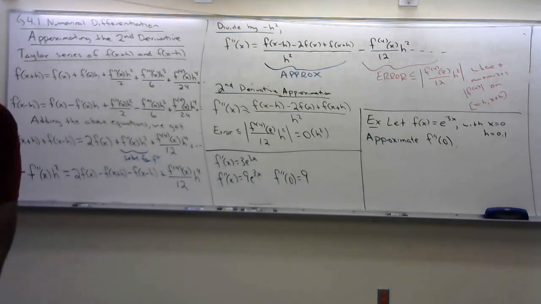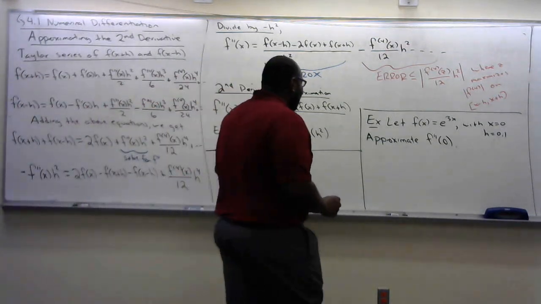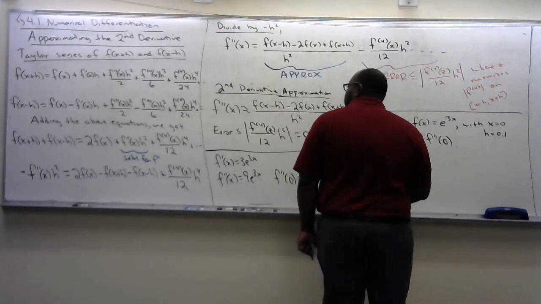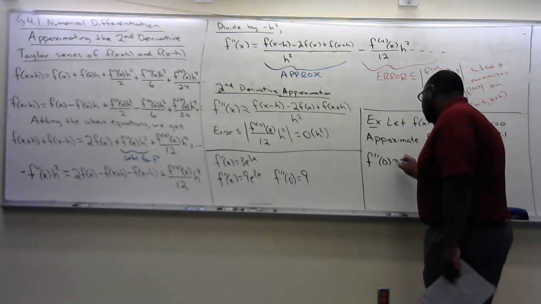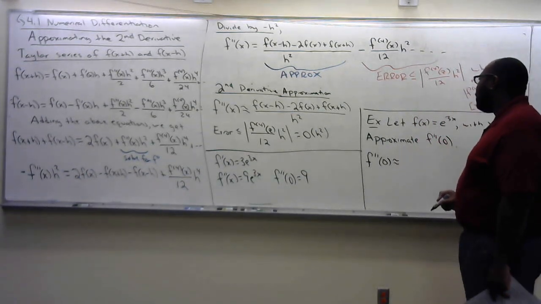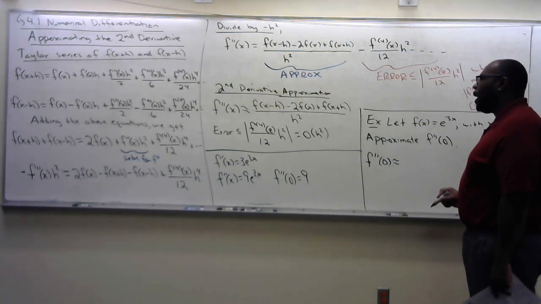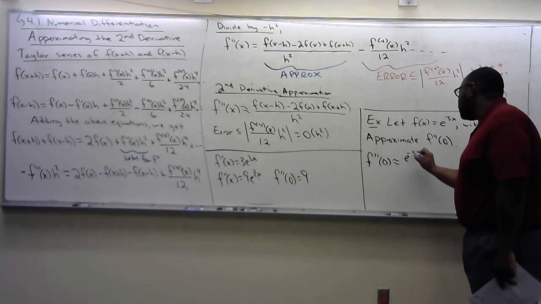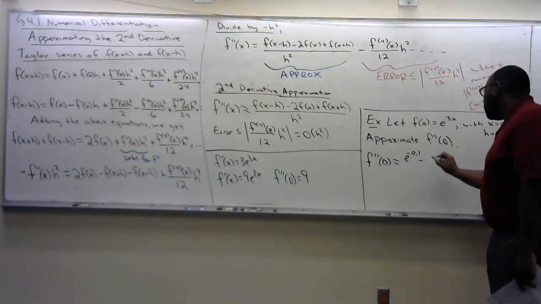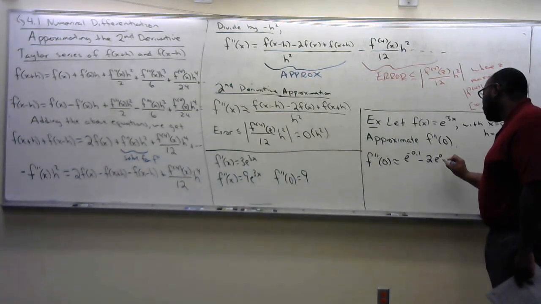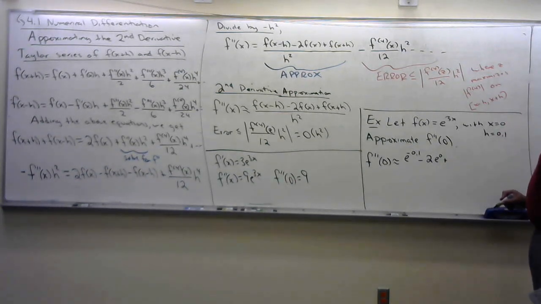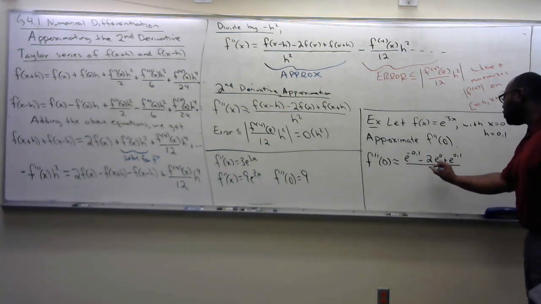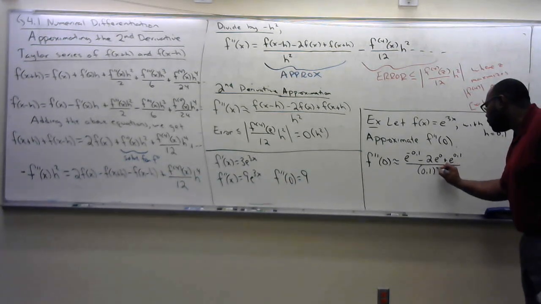Let's look at our approximation here. So we have f double prime at 0, approximately equal to, and so my x is equal to 0. So I get f of x minus h, which is going to be e to the negative 0.1, minus 2 times f of x, so it'll be e to the 0, plus f of x plus h, which would be e to the 0.1. All that divided by h squared, which is 0.1 squared.